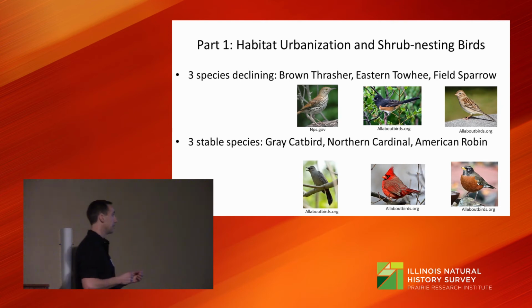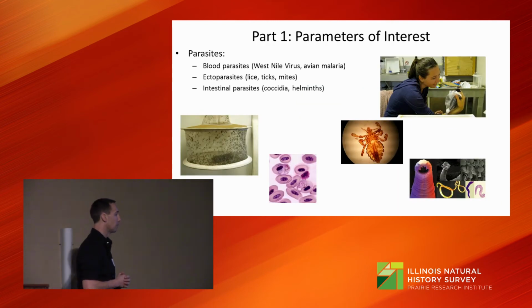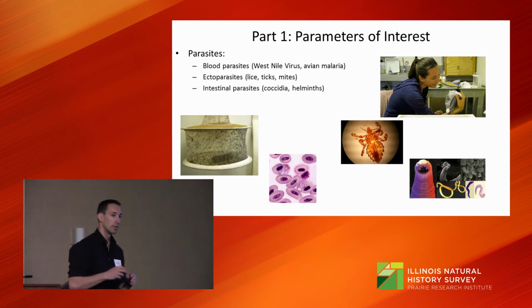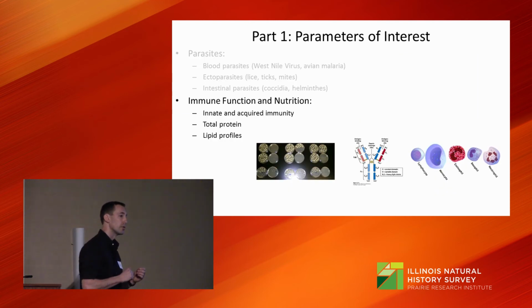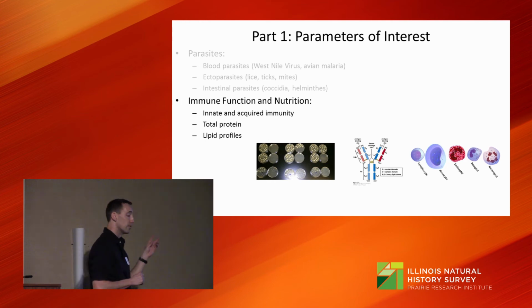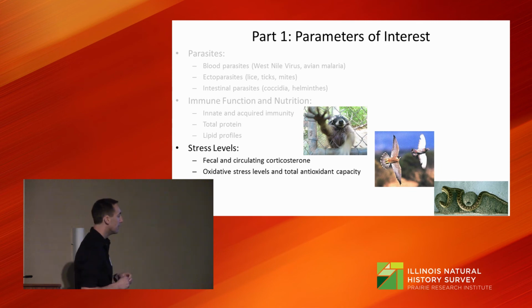And to do this, collaborators and I are going to look at blood parasites like West Nile virus, both in the birds and in the mosquito vectors, as well as endoparasites and intestinal parasites in the birds along this urbanization gradient. And to complement the parasite data, we'll be looking at measures of immune function like bacteria killing ability, white blood cell differentials, as well as aspects of nutritional condition like total protein levels and lipid profiles. And to assess stress levels, I'll be looking at corticosterone, which regulates the stress response, as well as oxidative stress levels and total antioxidant capacity, which together can influence cellular efficiency and even longevity.